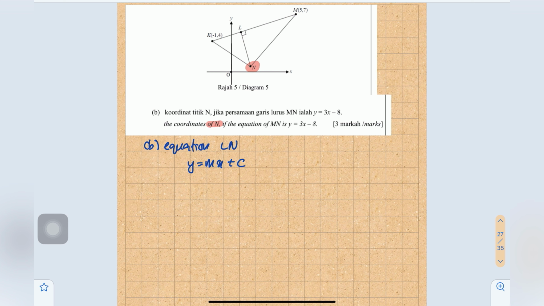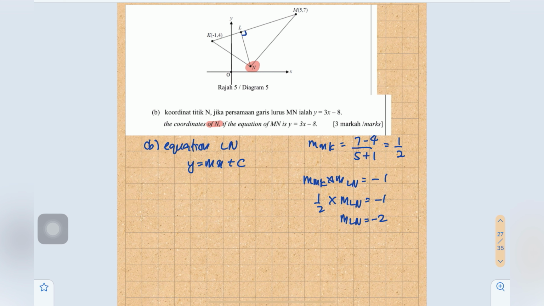Okay, to find, kita nampak LN dia punya ni perpendicular. So kita boleh cari gradient MK first. So gradient MK, y2 minus y1 over x2 minus x1. So 7 minus 4 over 5 minus negative 1. So plus 1. So which is 1 over 2. Okay, so dia perpendicular kan? Okay, perpendicular. So gradient MK times gradient LN equals to negative 1. So 1 over 2 times gradient LN equals to negative 1. So gradient LN equals to negative 2.